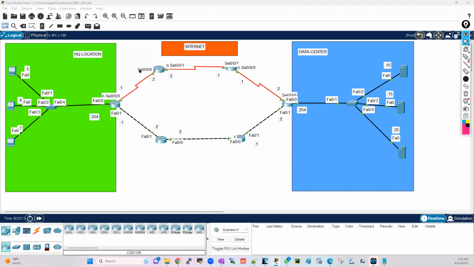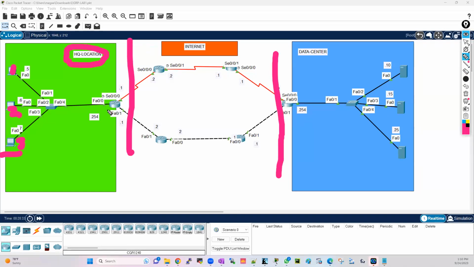So now, I designed this lab yesterday. This is our headquarter simulation. We simulate it to be our headquarter location. These are our users: user 1, user 2, user 3. And then this is the internet. And this router is called the edge router. This is the edge router. This is the internet.